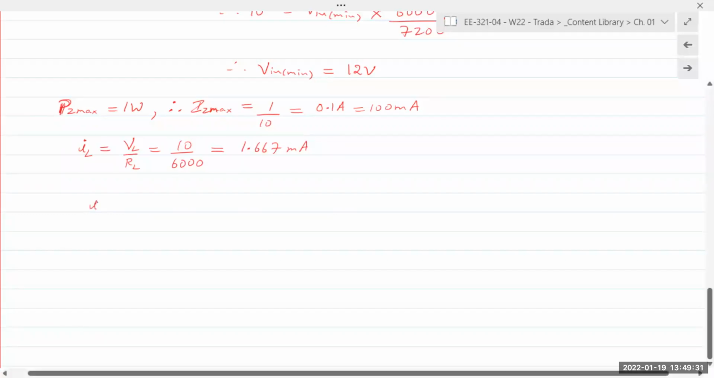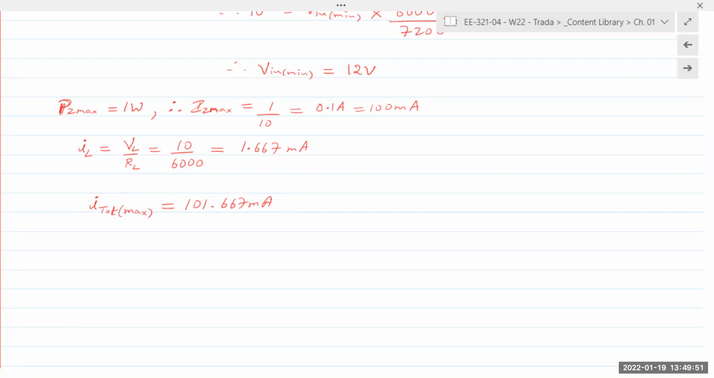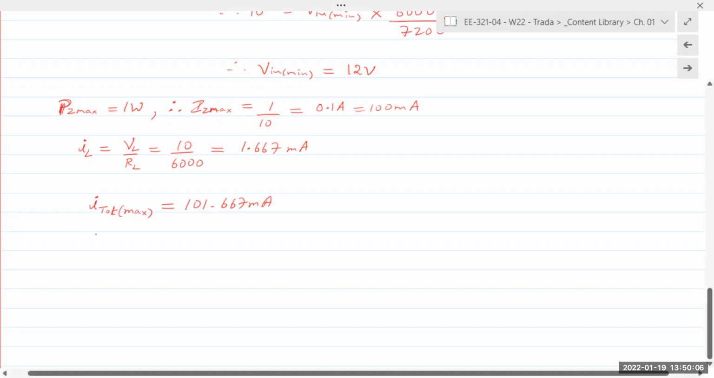So the maximum total current would simply be 101.667 milliamps, IZ plus IL, or IZ max plus IL. That's the maximum current that the source can safely output, or what the Zener can handle safely. Right? So the maximum current coming from the source cannot exceed I total max.